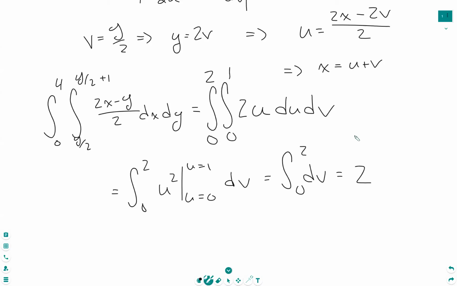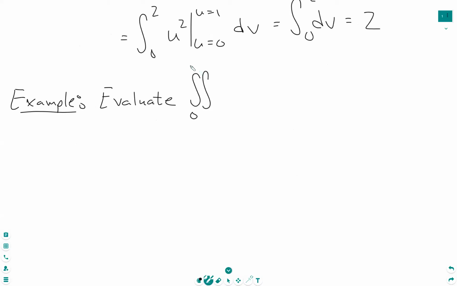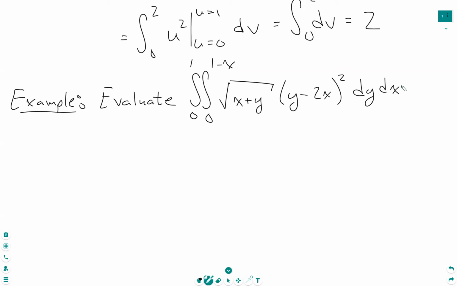Okay, so let's do another example where we do a little bit of an alternative way of finding the region S. So this time, we're going to evaluate the double integral from 0 to 1 and 0 to 1 minus x, the square root of x plus y times y minus 2x squared dy dx, with u being x plus y and v being y minus 2x.